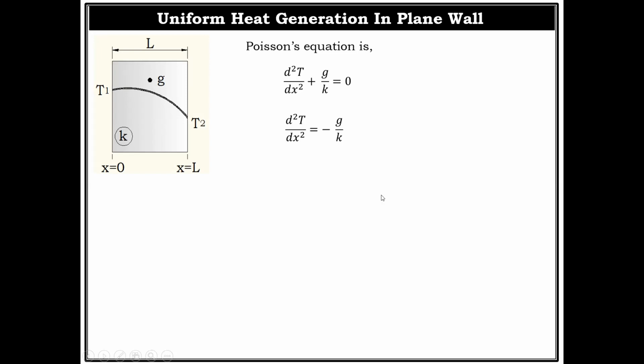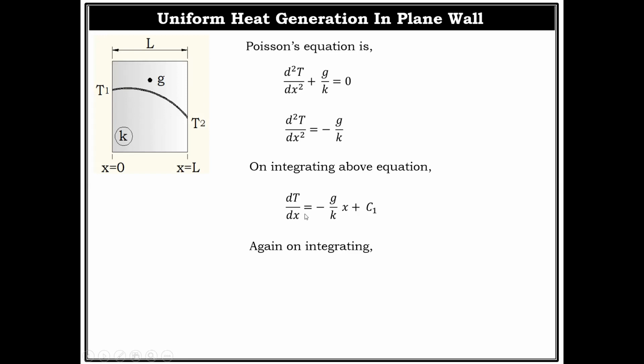Now we integrate this. So integrating d square T upon dx square, it becomes dT by dx, and on the right hand side minus g upon k x plus c1. C1 is a constant of integration. But this is in the form of dT. It is not in the form of temperature T. So again we have to integrate this.